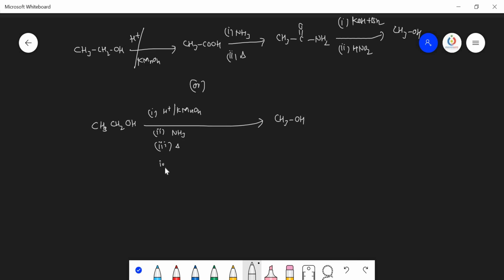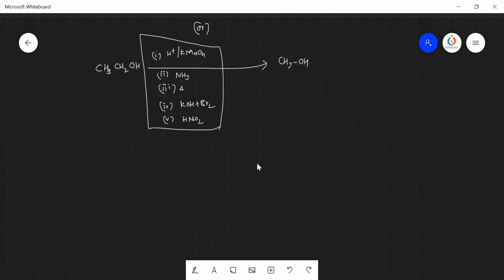Fourth one is KOH plus Br2. Fifth one is HNO2. So you must know about the products and the use of these reagents in those particular reactions. Then, instead of writing the product every time, you will be able to use only the sequence of reagents. That shall be very good.